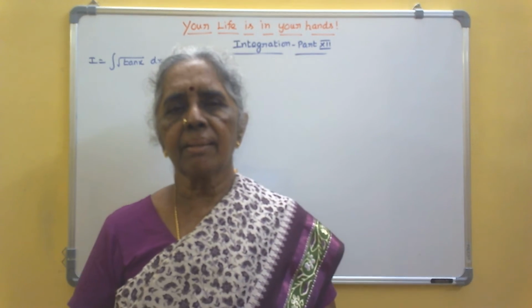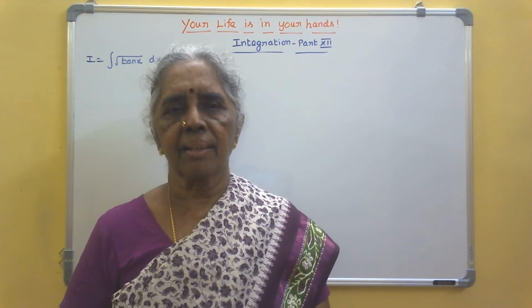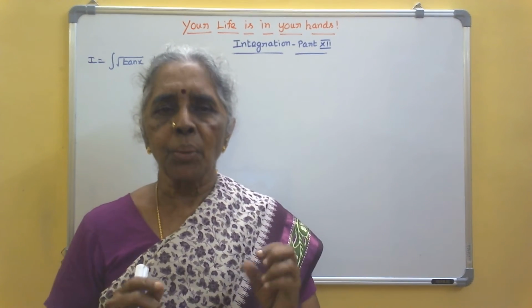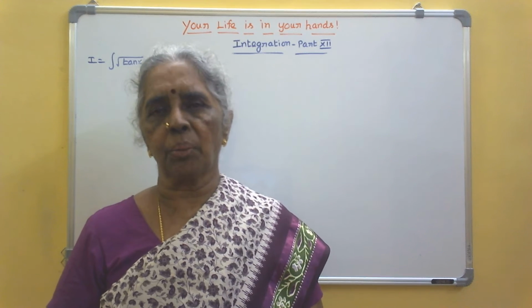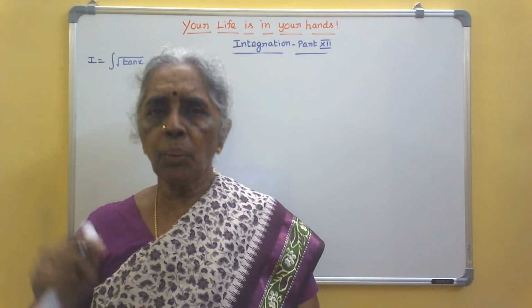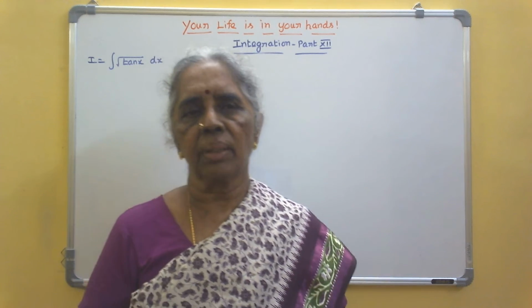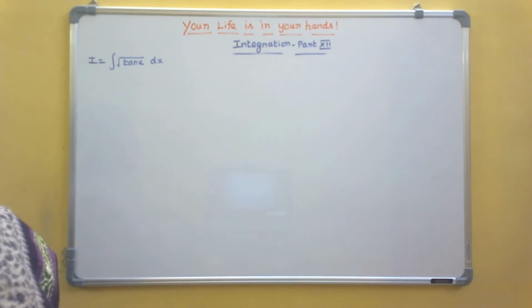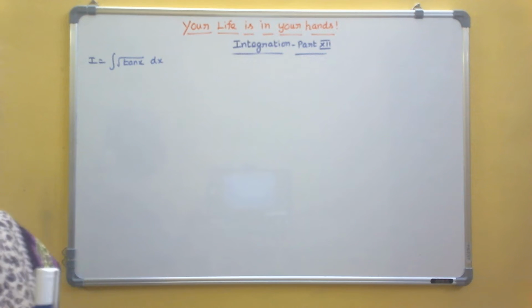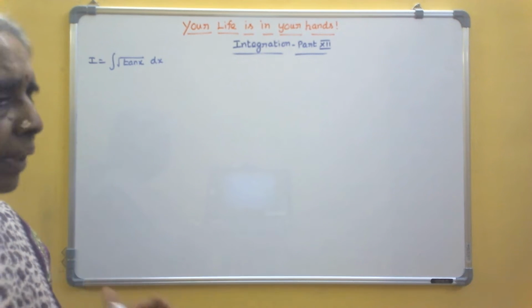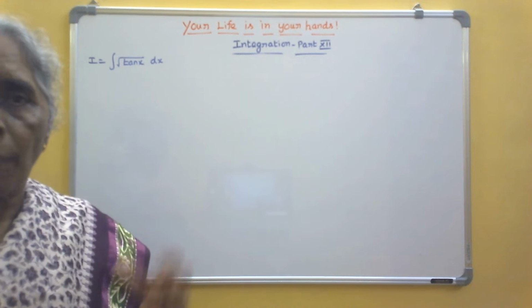To integrate root tan x and root cot x, you will be using this concept I taught you. Okay? So, I will do root tan x for you now. You have to do root cot x yourself. Now, I is equal to integral root tan x dx.